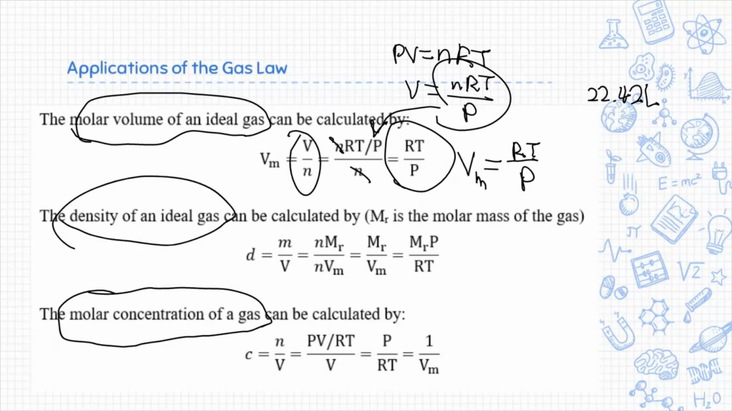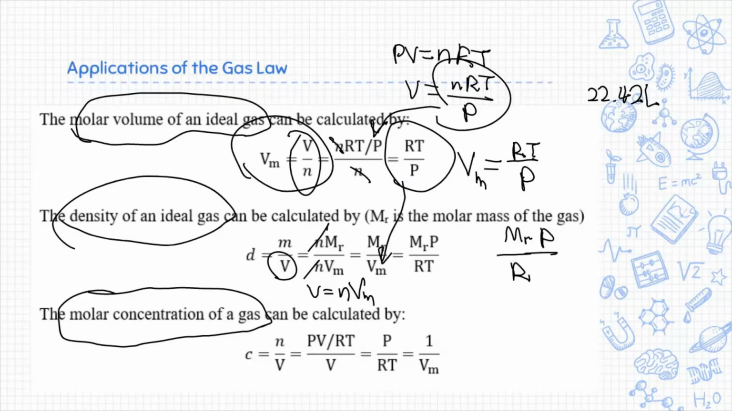Density of an ideal gas. This is also something very common that you would use. Density is mass over volume. And mass is basically the number of moles times the molar mass of the gas, so that would be nM. And then for the volume, we use this equation and plug it in here. So V equals nV_m, correct? Then we can cancel these out, and we know that V_m equals RT over P. If we plug this in here, we get MP over RT. This is your second equation.